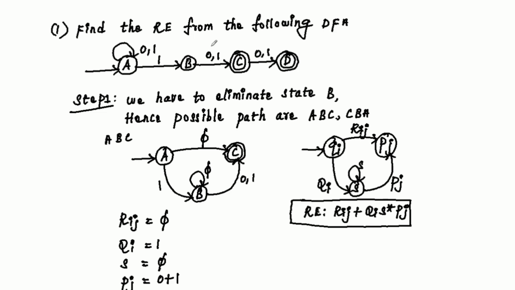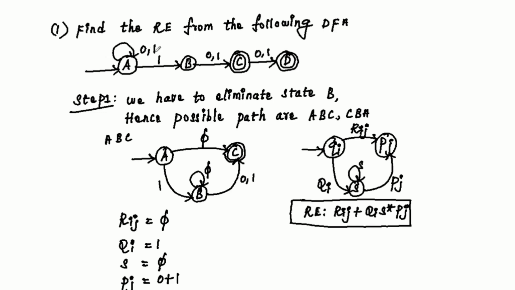The possible paths involving capital B are A, B, C and C, B, A. Draw a transition diagram of these two possibilities as given in the rules. Take the first possibility A, B, C. In the given transition diagram, A is the starting state, B is the state to be eliminated, and finally C is the final state. Look at the transition diagram.